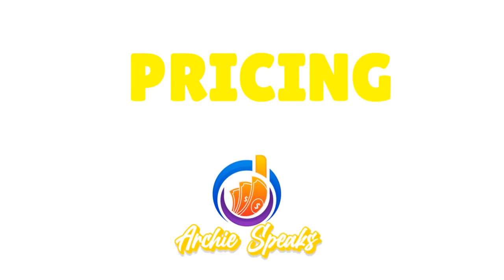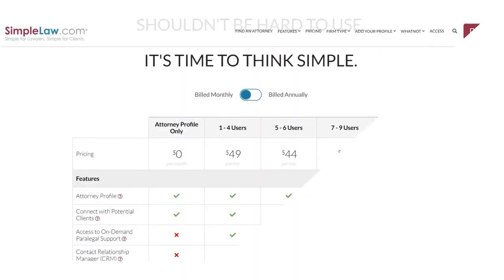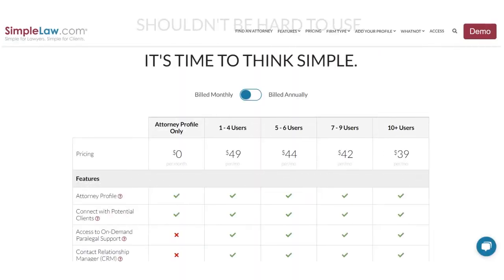Let's talk about the pricing here. And I want you to look on the screen here. Here is the pricing for SimpleLaw as of the date of this show. You can see that you have 5 categories of pricing. You have attorney profile, so one attorney, 1 to 4 users, 5 to 6 users, 7 to 9 users, and more than 10 users. If you have more than 10 users, you're paying $39 per user per month.